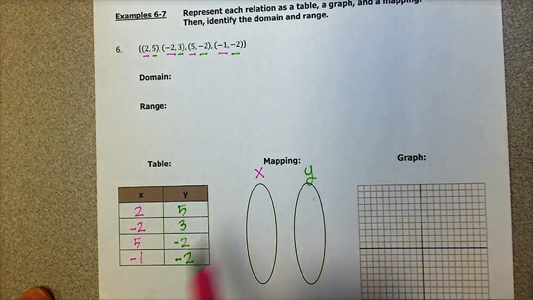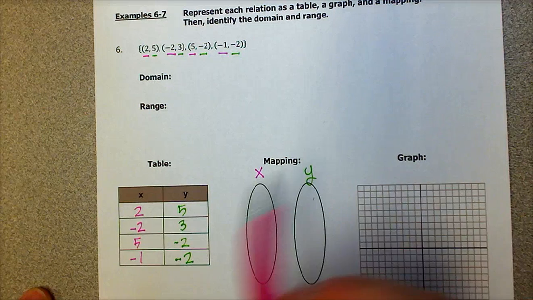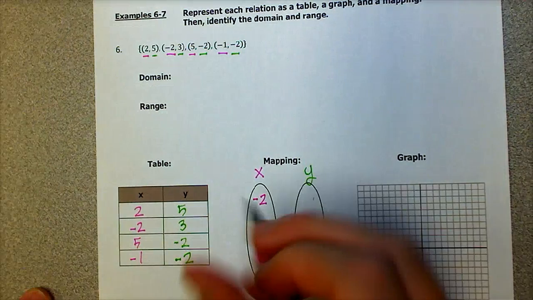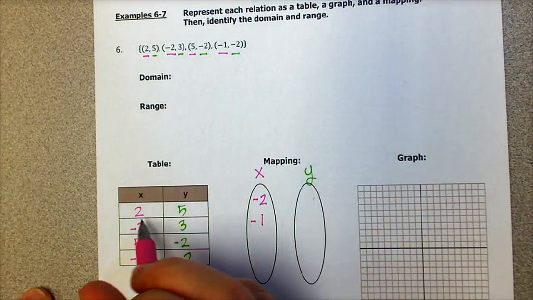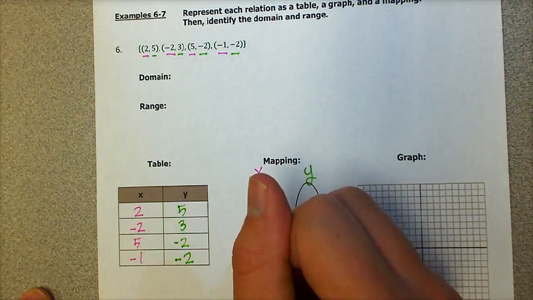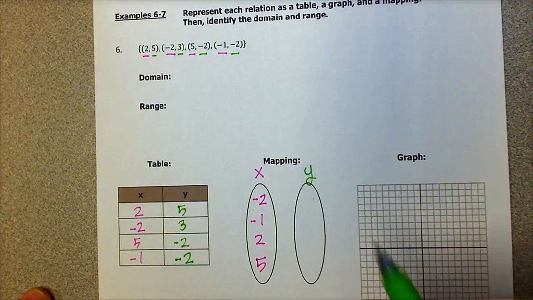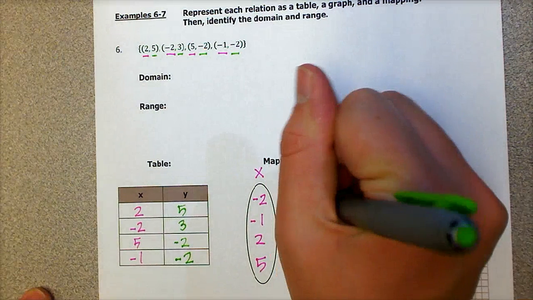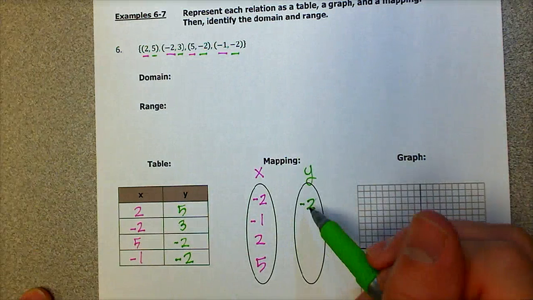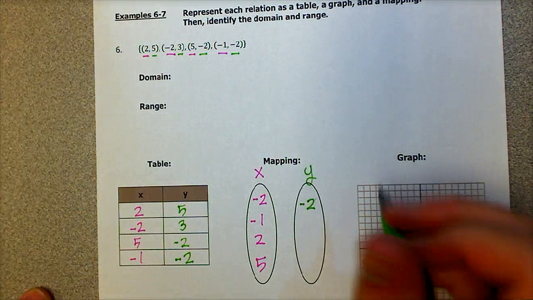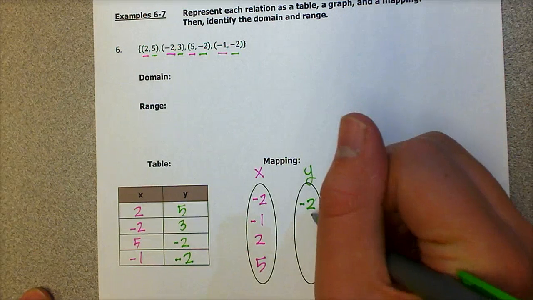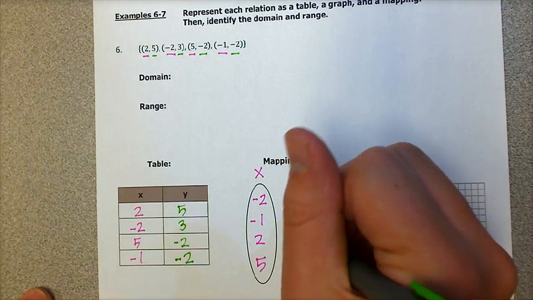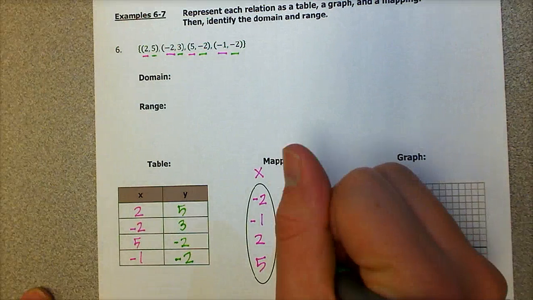So if I look at my x values, my smallest x value is negative 2. So I'm going to start with that. Then negative 1. Then positive 2, then positive 5. For my y values, my smallest y value is negative 2, and it's listed twice. When I list it in a mapping diagram, I only list each value once. So I'm not going to repeat this negative 2 here. I'm just listing it one time.